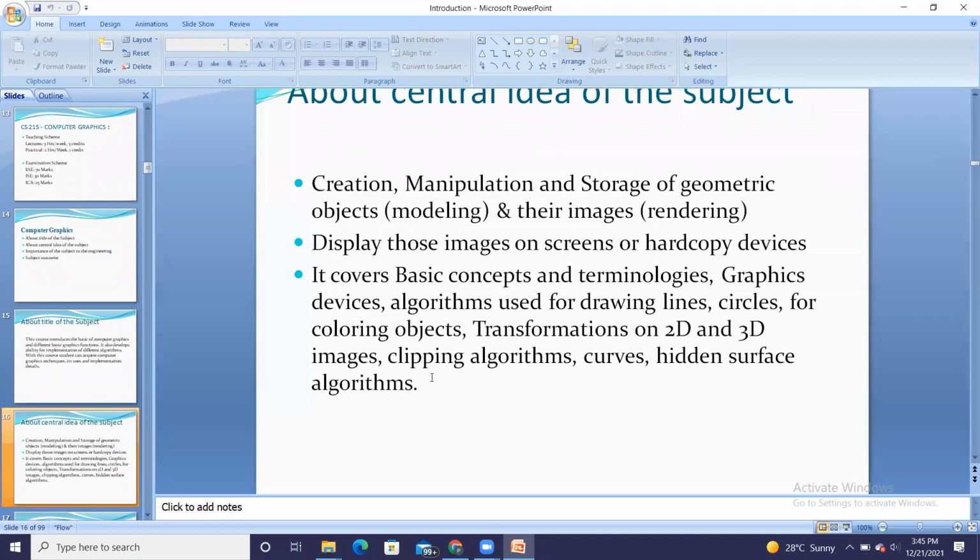Okay. Then in the central idea also the same thing is explained: that we are going to learn the different algorithms, the different basic terminologies, and how to draw lines and circles by using algorithms, and so on.